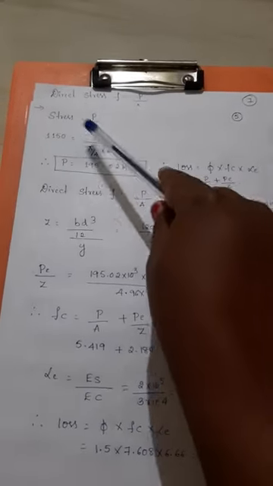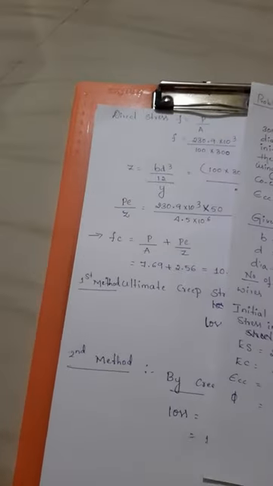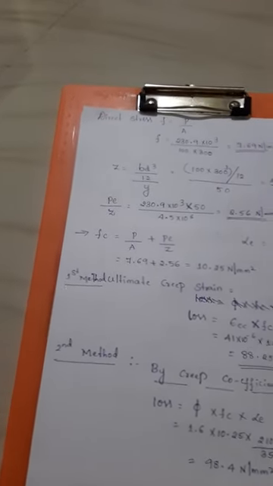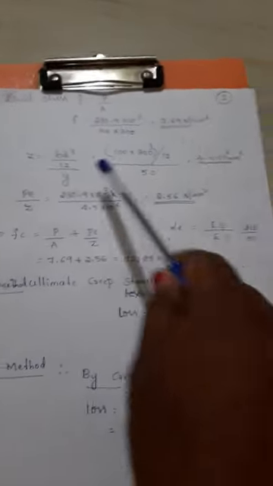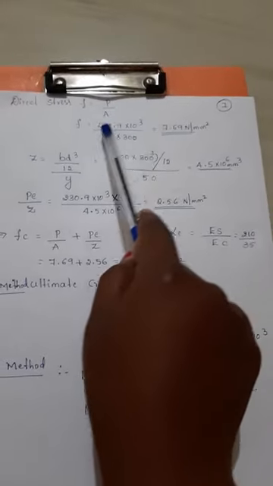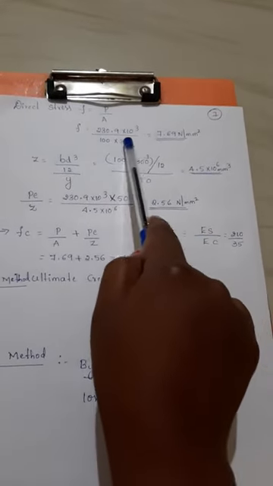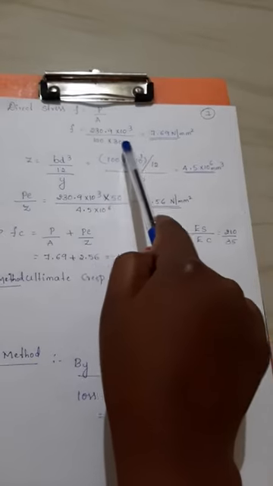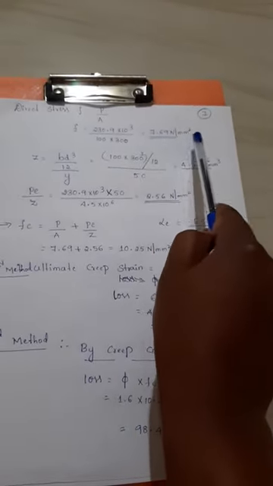So in this again calculate your stress, direct stress, f equals P by A. P is 230.9 into 10 to the power of 3 and A is area of your rectangular section, 100 by 300. You will get your f value as 7.69 Newton per mm square.